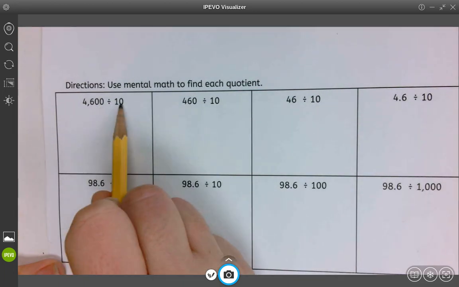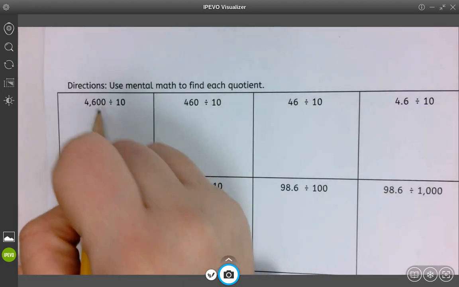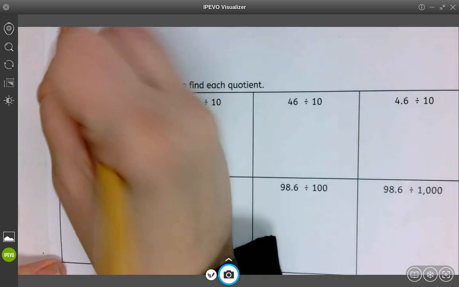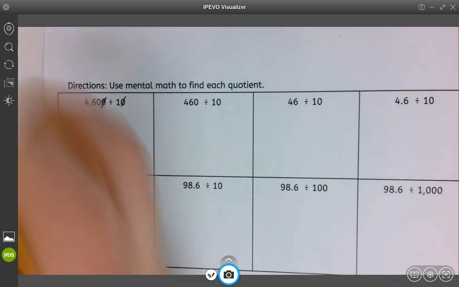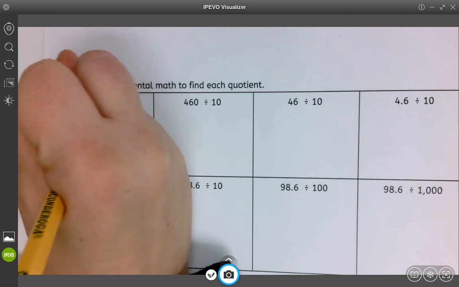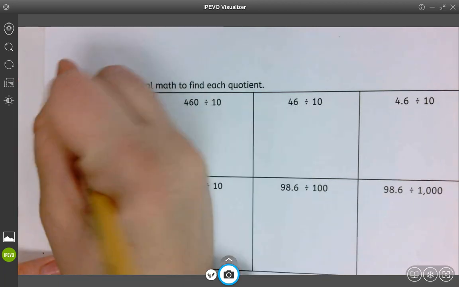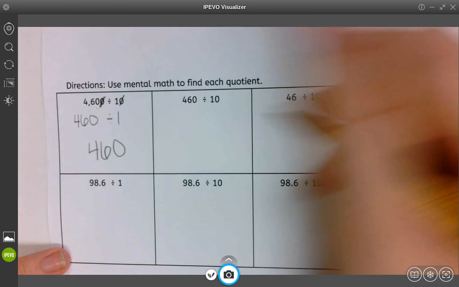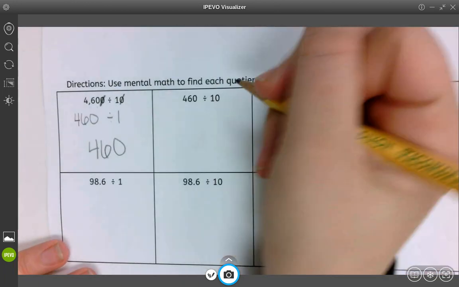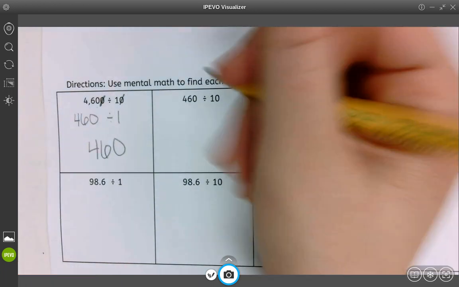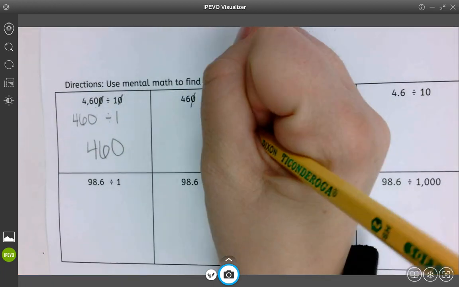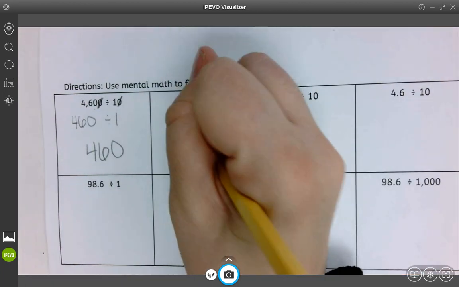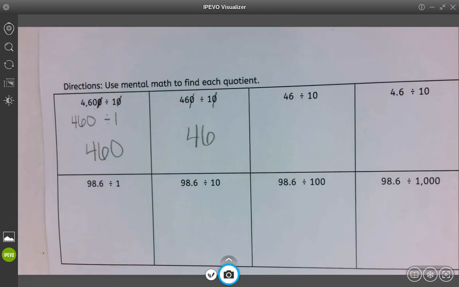Looking at our first problem, I see that there is a 0 in the first and the second term, so we can cancel those 2 zeros out. Looking at my new problem, I have 460 divided by 1, which is 460. Then the next one, again, I have a 0 in my divisor and my dividend, so I can cross off zeros in both. 46 divided by 1 is 46.